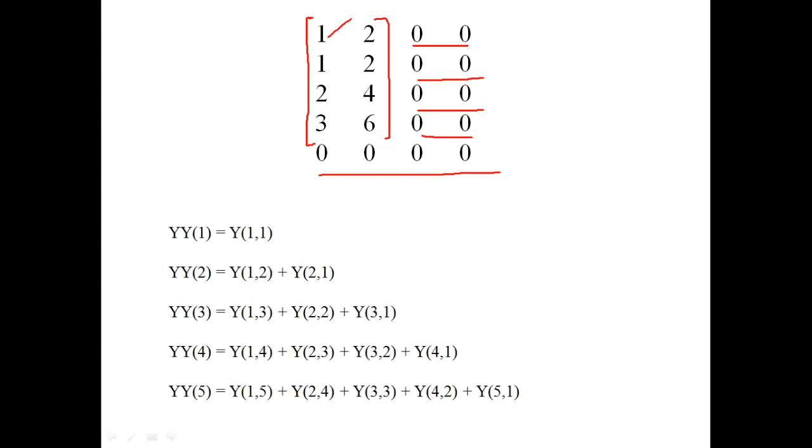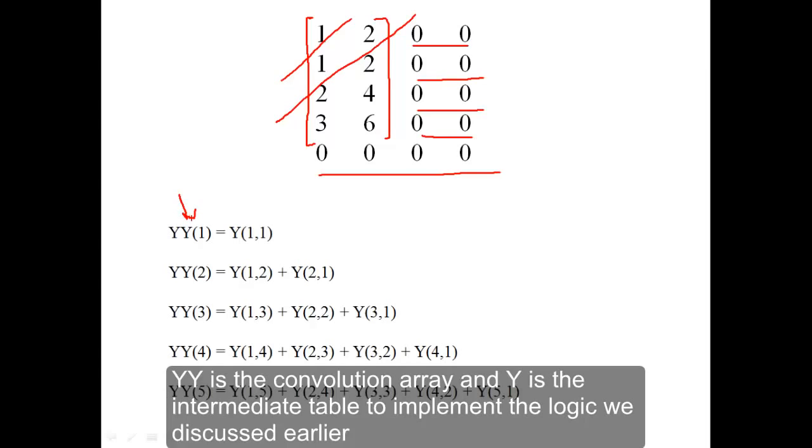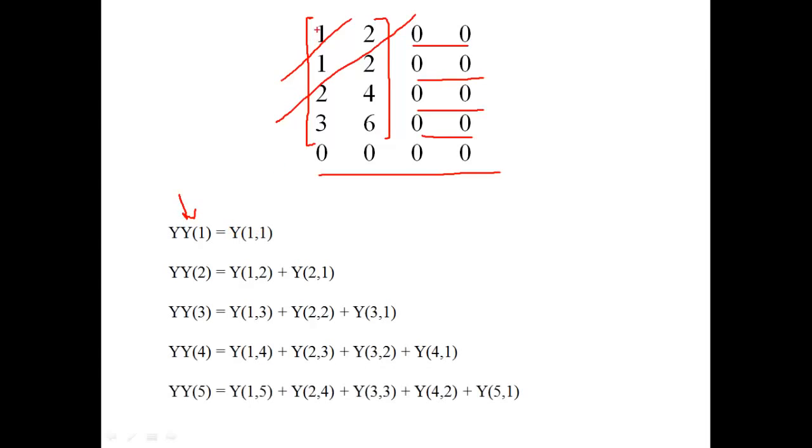The first element will come from this diagonal. So y of 1 is simply y of 1 comma 1, first row, first column. On the same lines, y of 2, the second element in the convolution, is y of 1 comma 2 plus y of 2 comma 1. y of 3, the third element, is y of 1 comma 3. In our original matrix it is only of this size, so we don't have these zeros here, but for the sake of programming, we'll implement these zeros and see what happens.